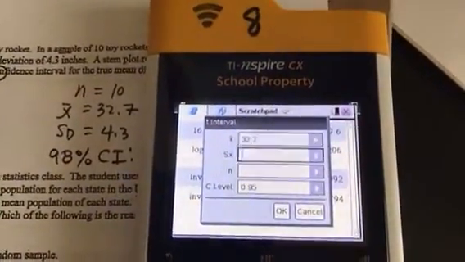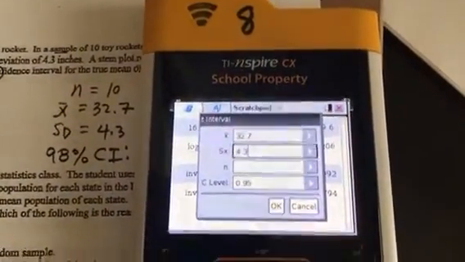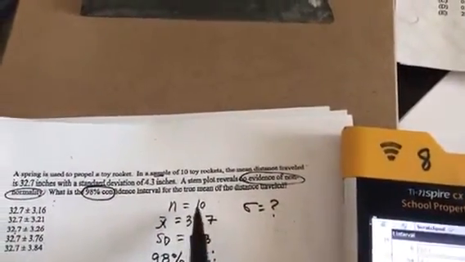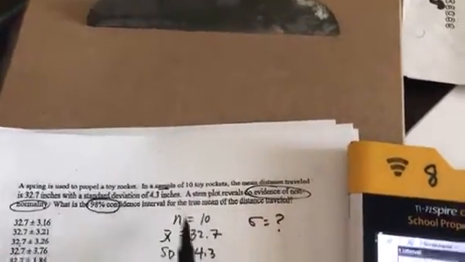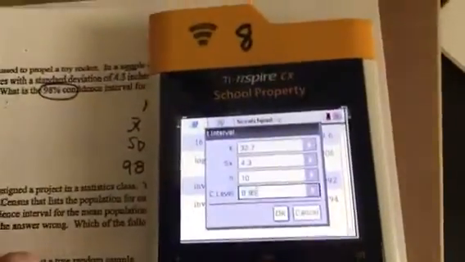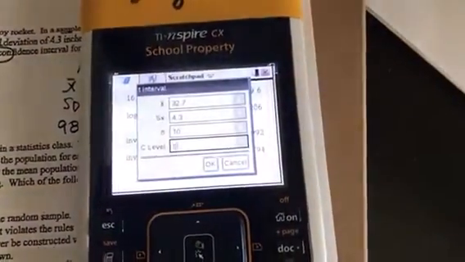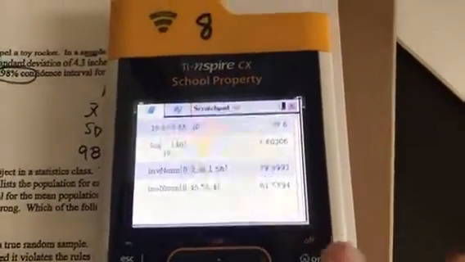X bar from my problem was 32.7. The standard deviation of my sample, 4.3. The number in my sample was 10. And normally you want that number to be 30, unless you look at it and there's no evidence of non-normality. So this sentence was here to help us, so don't be scared of the 10. Since this is a sample mean question, it's okay to proceed as long as we don't see some evidence, even though the number of samples was rather low. Now I do have to be careful. They asked me to do a 98% confidence level. So I'm going to change this to 0.98 and I'm good to go.